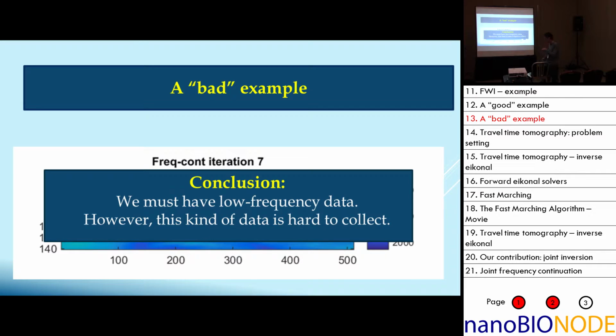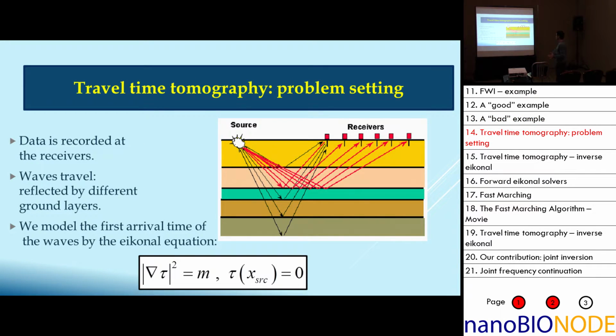So the conclusion is that we must have low frequency data. However, it's impossible to collect this data in the field. So the data is noisy at low frequencies, and we cannot use it. And this is an open question. So let me jump to a different problem, and maybe at the end I'll try to answer that open question.